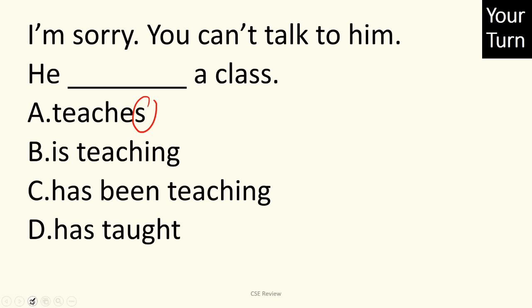Ibig sabihin nun, regularly niyang ginagawa. Now, it could be true na regular siyang nagtuturo. Pero yun ba yung sinasabi sa sentence? Ang sinasabi dito, hindi mo siya makakausap kasi nagtuturo siya ng class. Now, nagtuturo ba siya ng class as in his entire life? O ang sinasabi ay right this moment, hindi mo siya pwedeng kausapin?